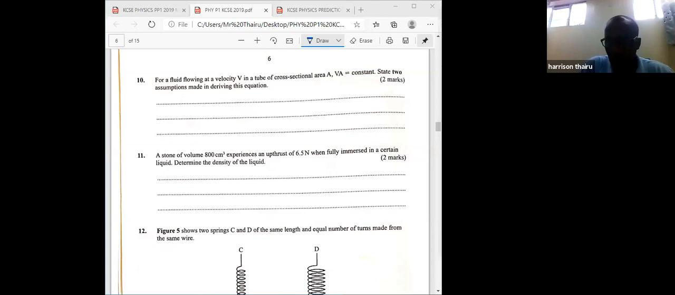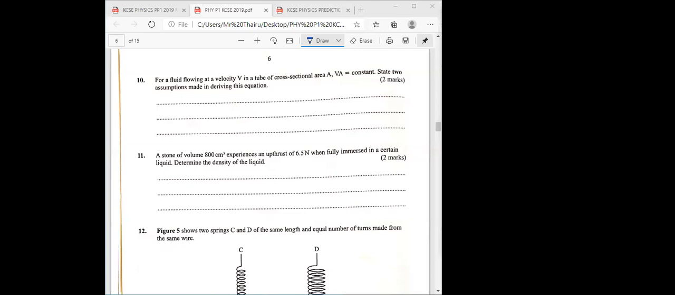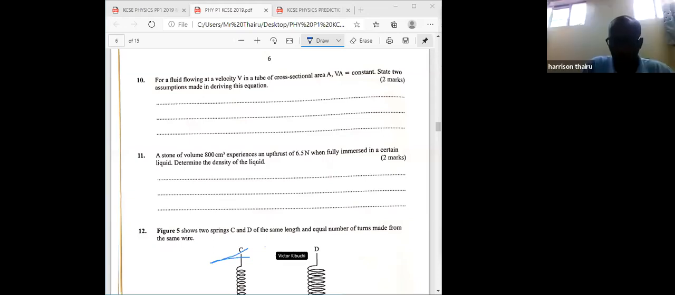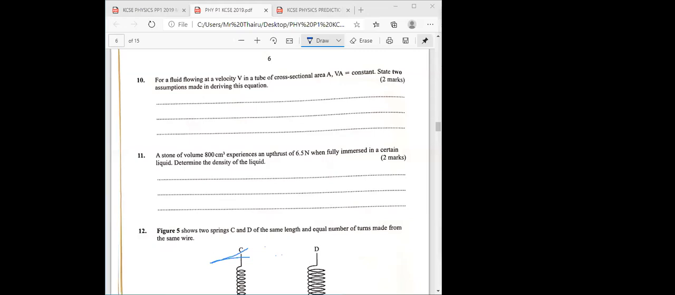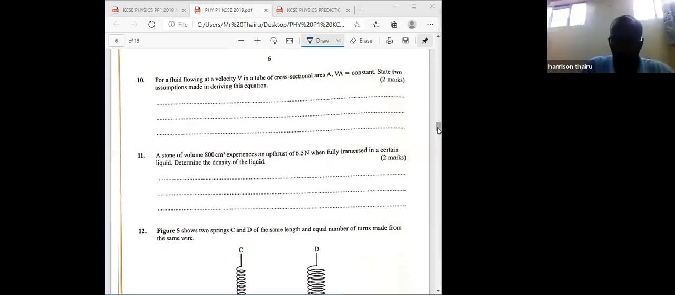Yes, Julius Mokio. The fluid is incompressible. So any of those three is a correct answer.